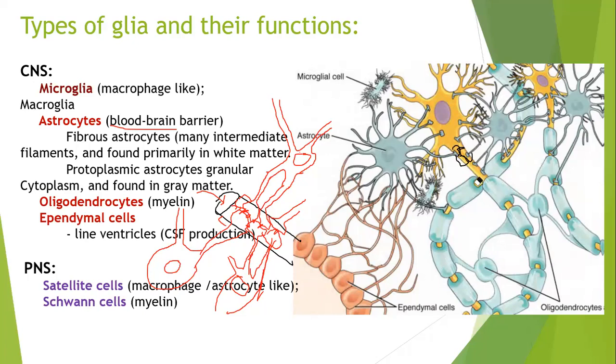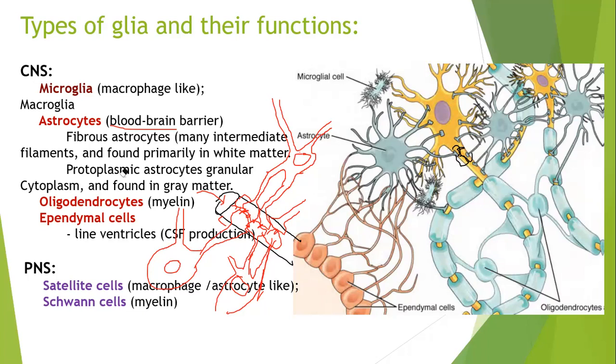Now, because they are myelinated neurons, they need more of the structural support. And that's why they have the filaments, or they are rich in the intermediate filaments, because they need that structural support.